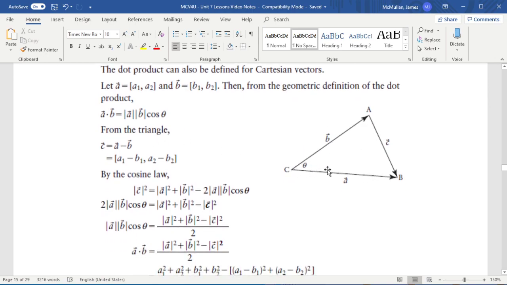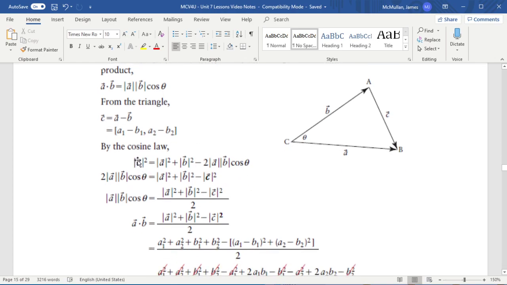In this triangle, you have vector b and vector a with the angle between them, and then you have vector c. Of course, vector c would be vector a minus b, because I start up here, I go in the direction of negative b, and then a positive a gets me down to here. So that tells me vector c is a subtract b. So this is also a1 minus b1, a2 minus b2.